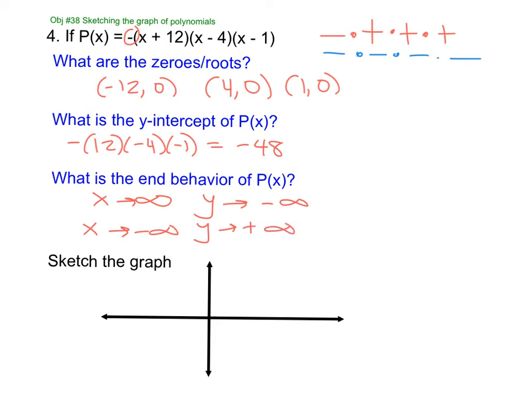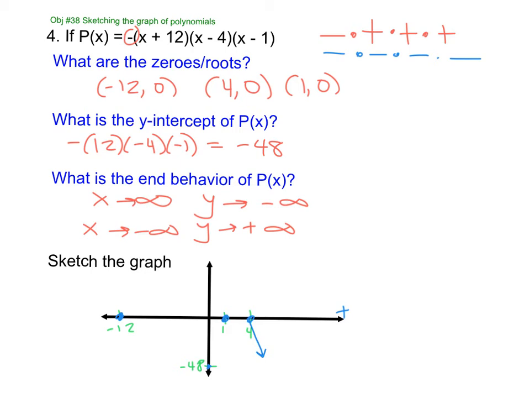So I'm going to plot my zeros. I get negative 12, 1, and 4. And my y-intercept was negative 48. Not very accurate in terms of, well, the scales are just different. All right, so I got these four points. So as x is going to infinity, as x is going to the right, my y is going down.